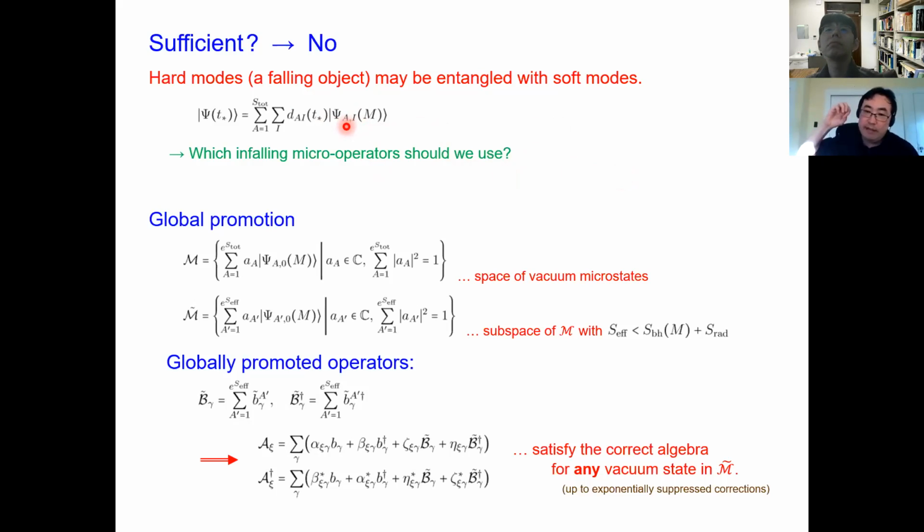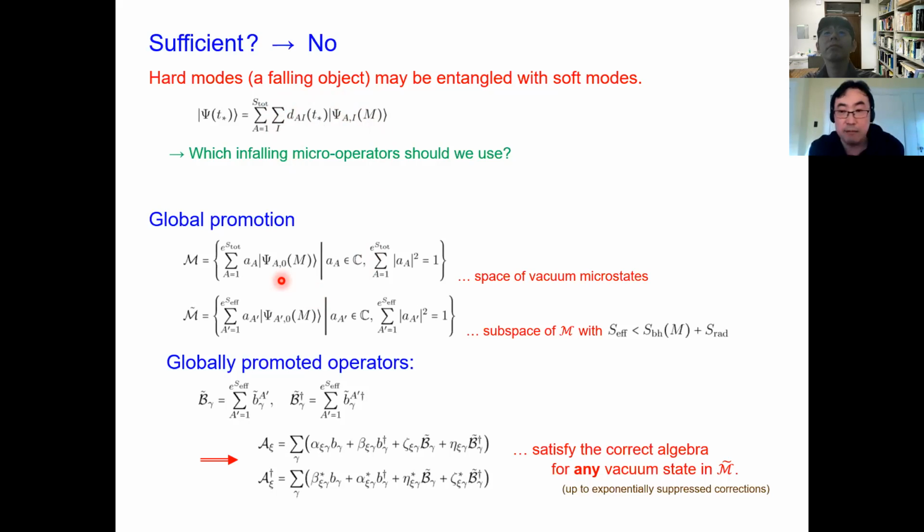If your falling-in object is entangled with the vacuum degrees of freedom, that can happen if this object interacts with the early Hawking radiation before jumping in. So clearly it's entangled with the soft modes or some microscopic degrees of freedom. And then you need to be able to find an operator which is described for all these microstates, which is entangled with this infalling object.